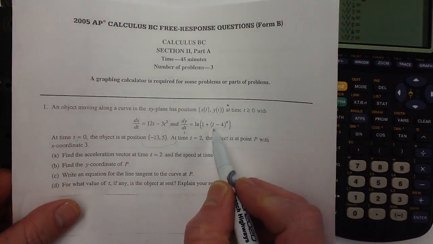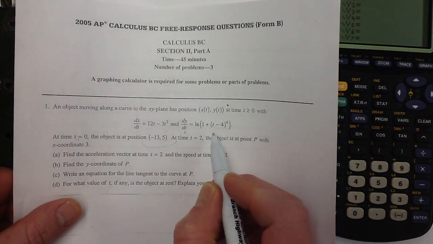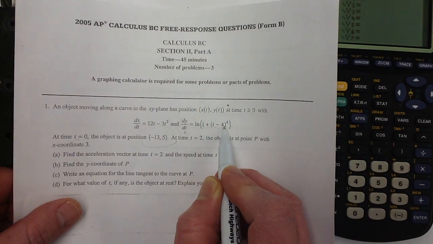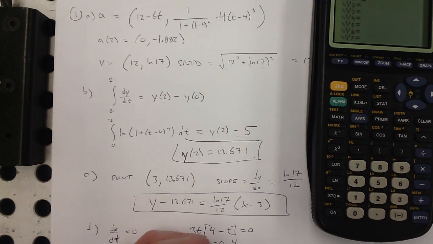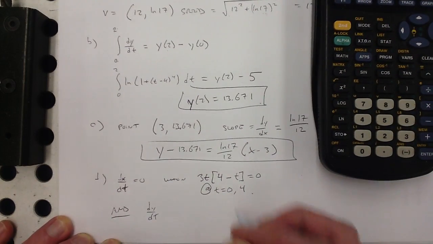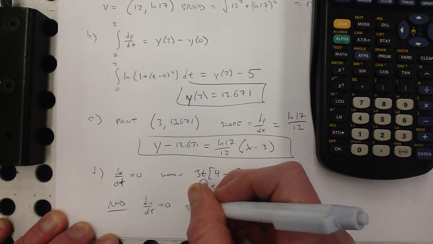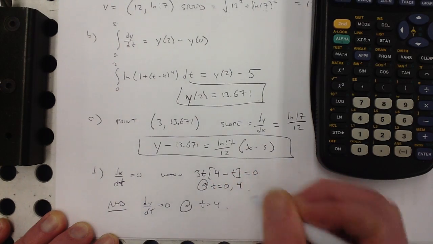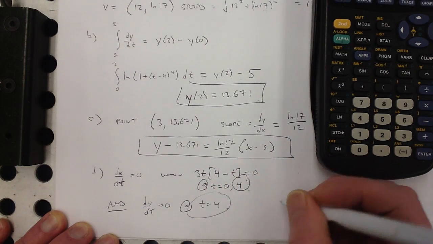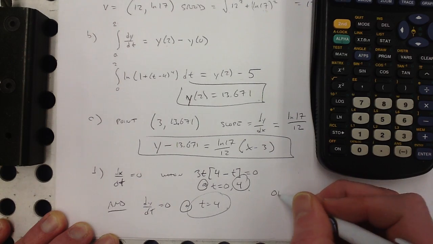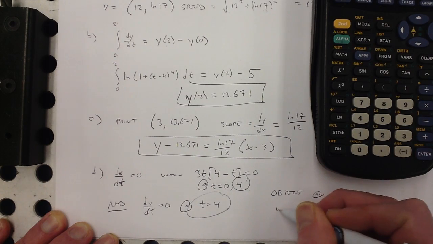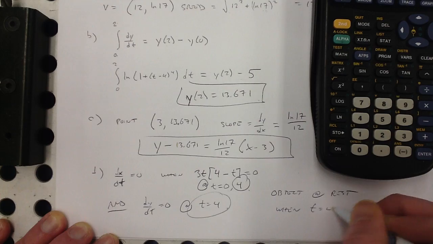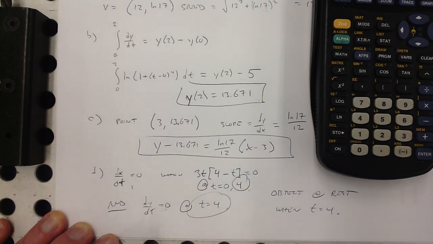Looks like plugging 0 in definitely won't, but plugging 4 in, 4 minus 4 is 0, to the 4th is 0, natural log of 1 is 0. So dy/dt is equal to 0 at t equals 4. So the object is at rest when t is equal to 4, because both of these are 0.